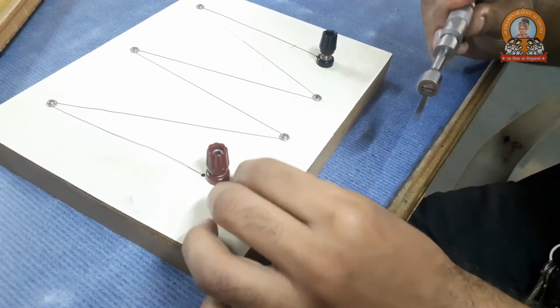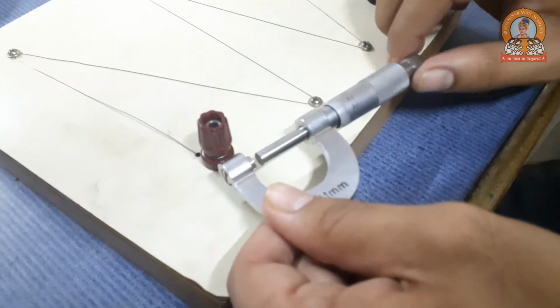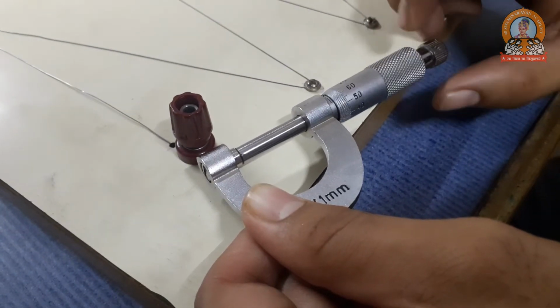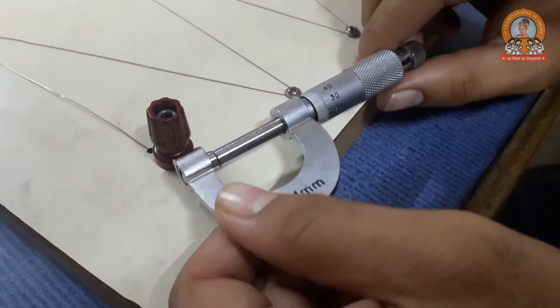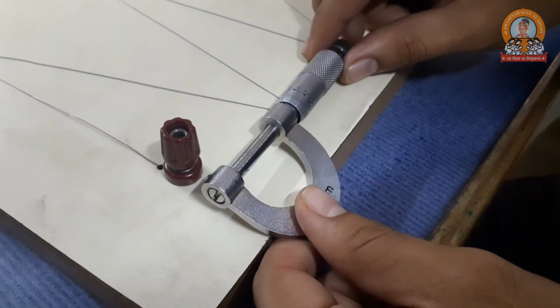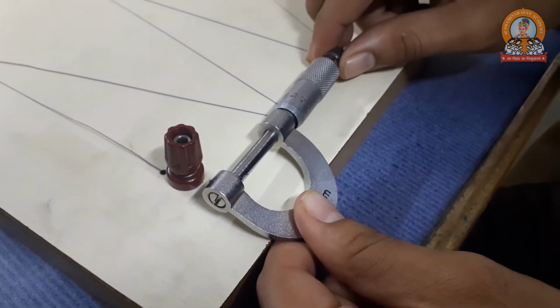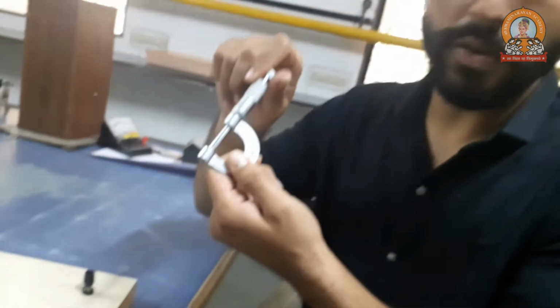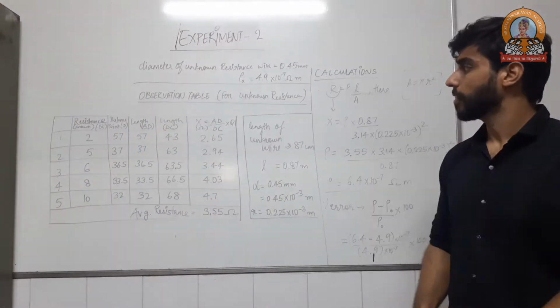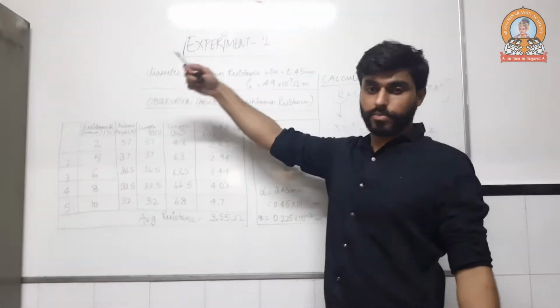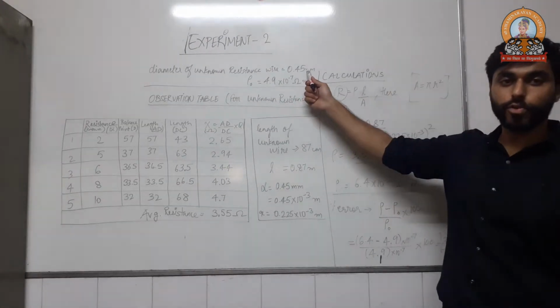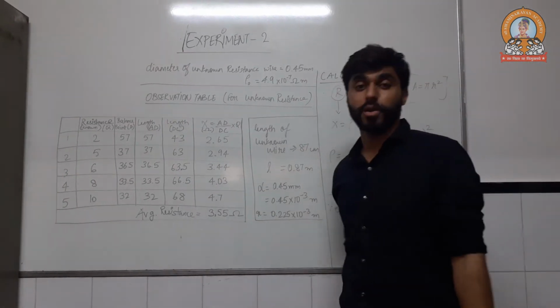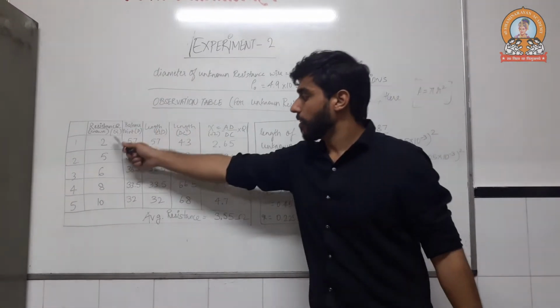We have to take a thin end of this wire and gently use our screw gauge, and then calculate. This particular diameter has a circular scale reading of 45, and the pitch is 0. So what will be its diameter? 0.45 millimeter. So the diameter of the unknown resistance wire is 0.45 millimeter. By performing the meter bridge experiment, we got these readings.